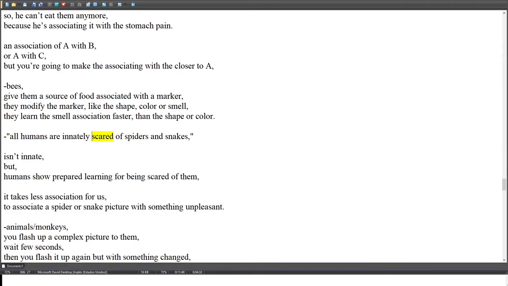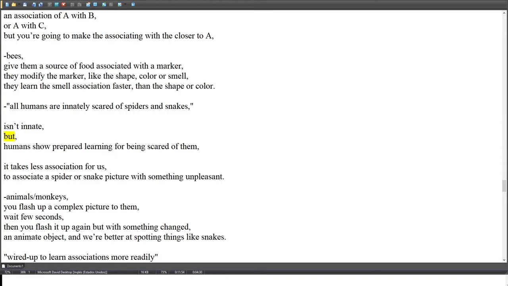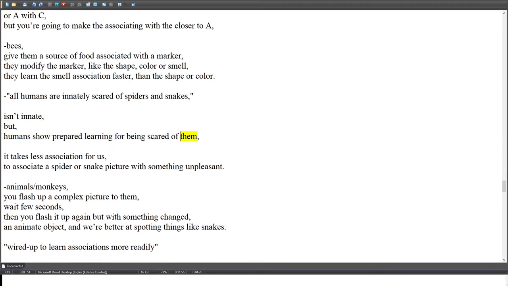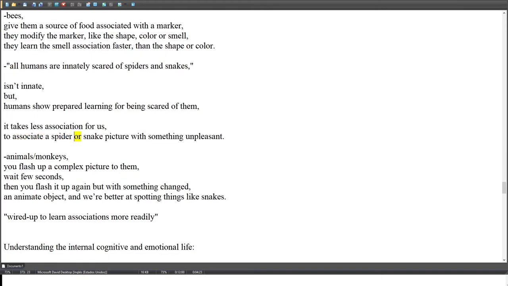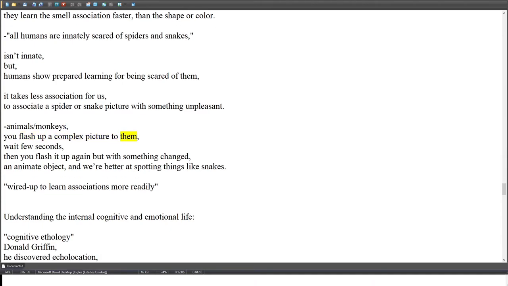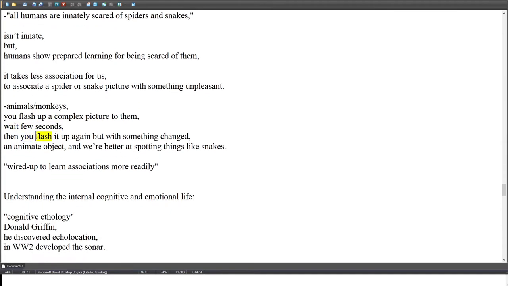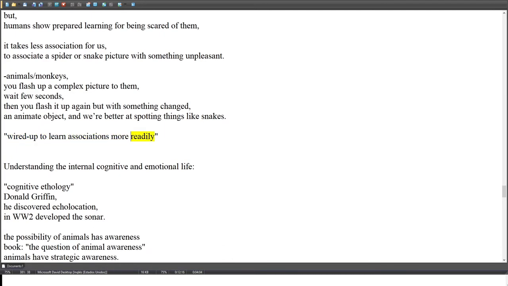Are all humans innately scared of spiders and snakes? It isn't innate, but humans show prepared learning for being scared of them. It takes less association for us to associate a spider or snake picture with something unpleasant. With monkeys, you flash up a complex picture, wait a few seconds, then flash it up again with something changed, like an animate object, and we're better at spotting things like snakes. We're wired up to learn associations more readily.